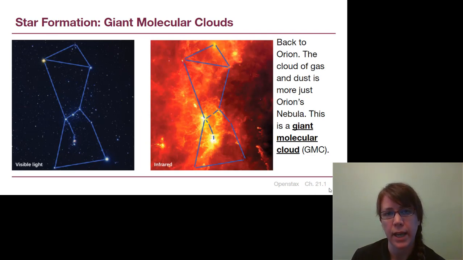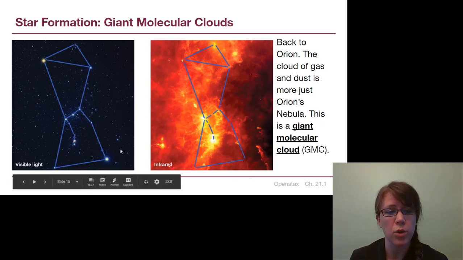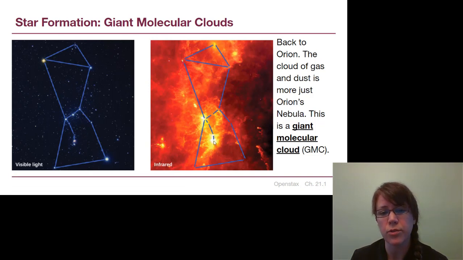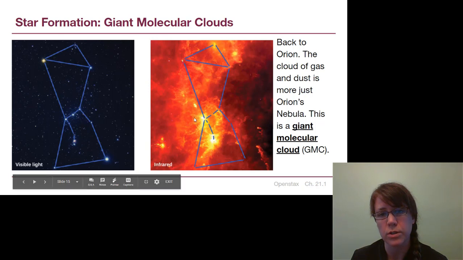So if we look back at the constellation Orion, we talked about Orion's nebula as being our classic example of an emission nebula, but the gas and dust in this part of the sky is a lot more than just Orion's nebula. The Orion Nebula is here, the scabbard underneath the belt, but if we look at that in the infrared, it's part of a much larger overall structure. This is a giant molecular cloud.